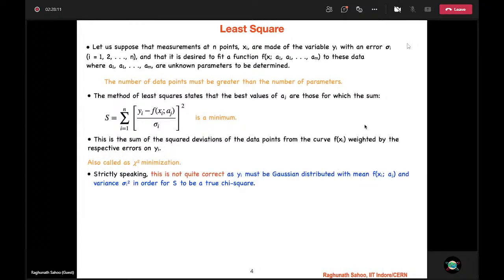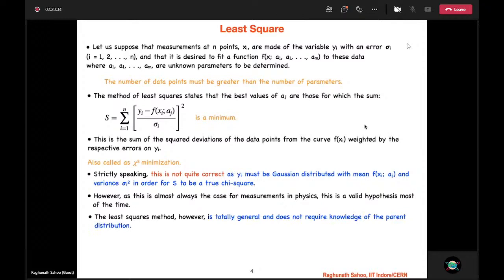Strictly speaking, it is not quite correct, as y_i must be Gaussian distributed with mean f(x_i; a_j) and variance sigma_i squared in order for S to be a true chi-square. However, as this is almost always the case for measurements in physics, this is a valid hypothesis for most of the time, and the least square method, however, is totally general and does not require the knowledge of parent distribution.